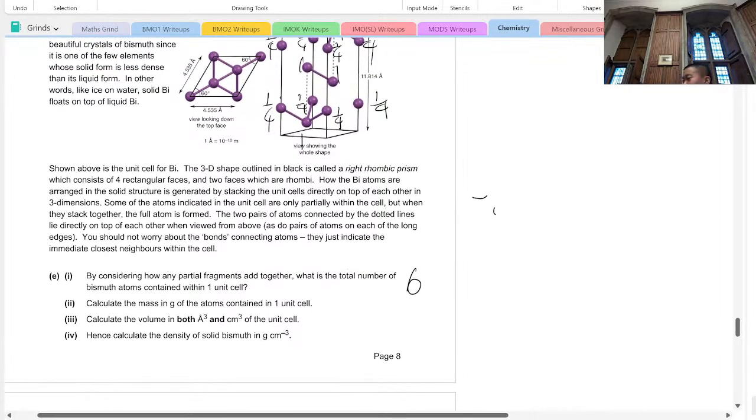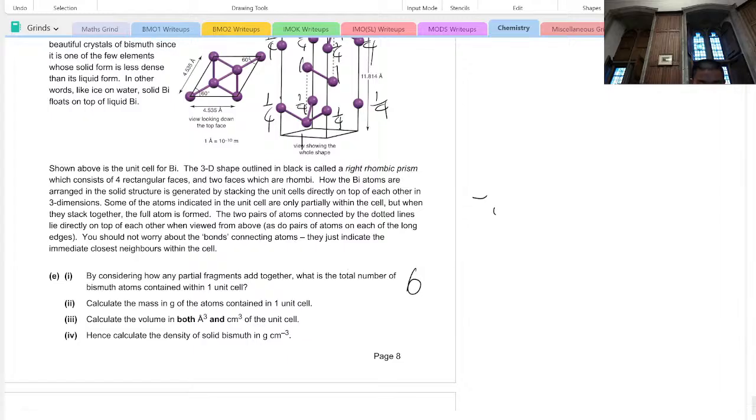Divided by Avogadro, which is 6.0. Is it 6.023 times 10 to the minus 23? Yeah. Times 10 to the power of 23, not minus 23. Oh, my bad.